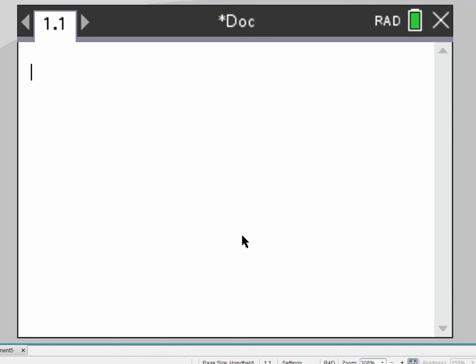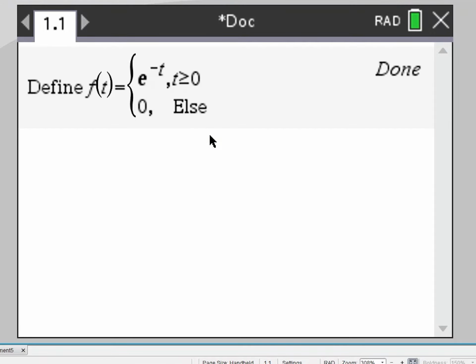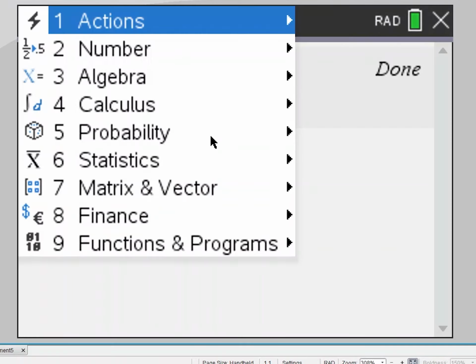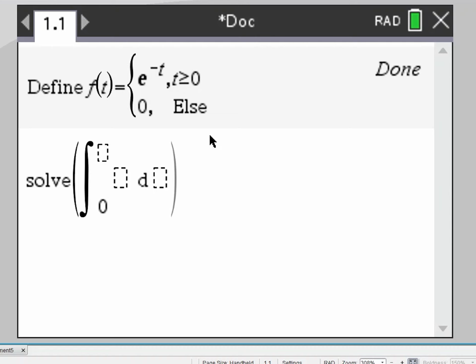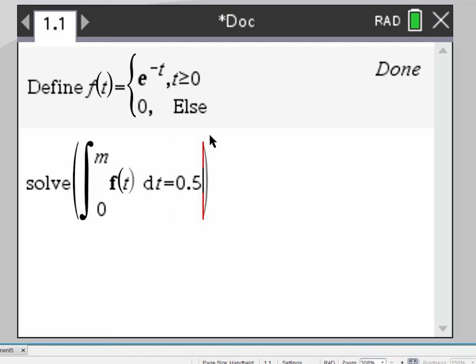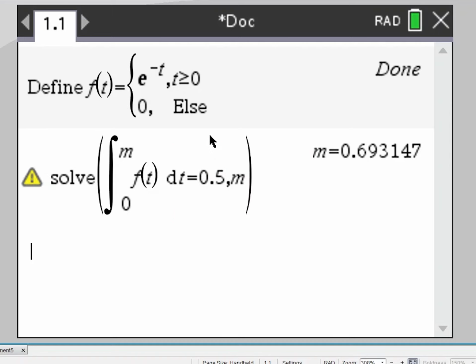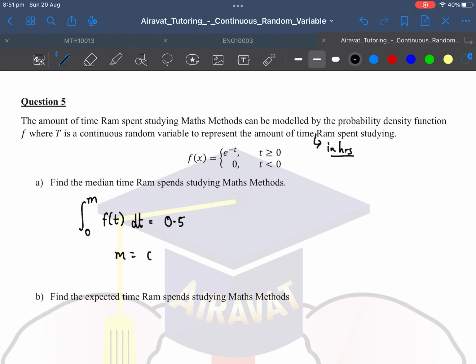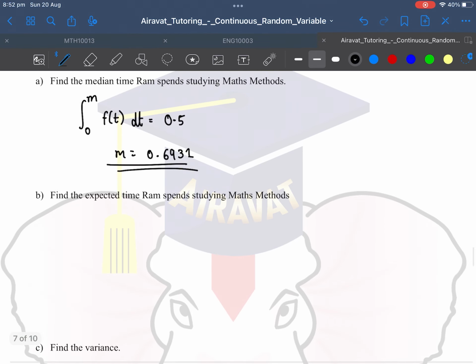Alright, so let's start off by defining our function again. We have to find the median. So it's going to be menu 3, 1, menu 4, 3, 0 to m f of t dt equals 0.5 comma m. Press Ctrl Enter, and there you go, that's your median. So our m is going to be 0.6931.